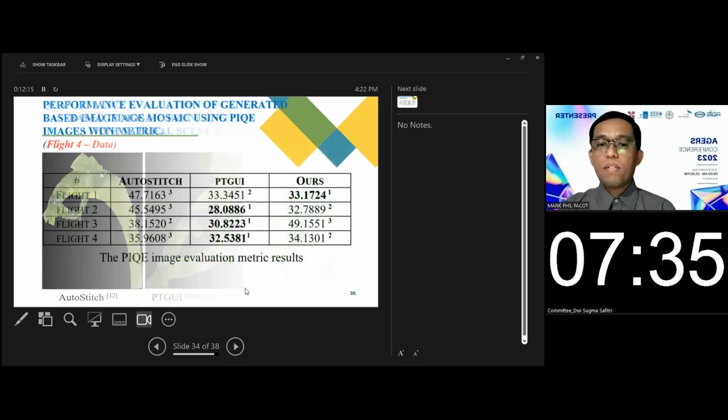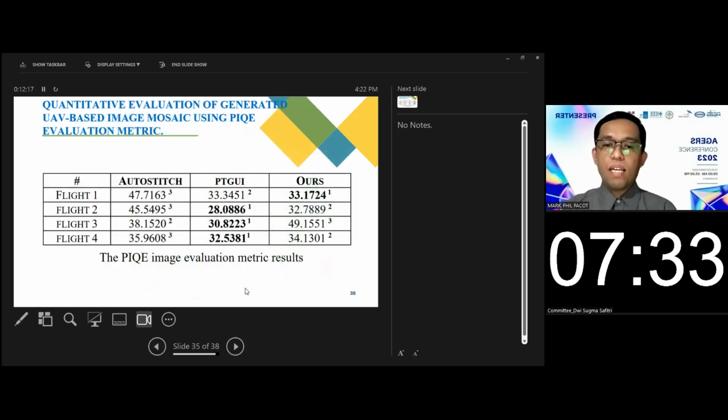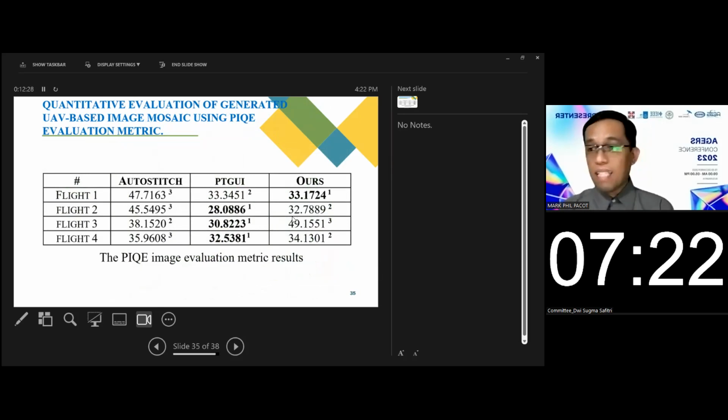To evaluate the quality of the generated mosaic, on PIQE evaluation, we clearly perform well. It generally does not get the top score, but it performed well because it falls under the category of good image.